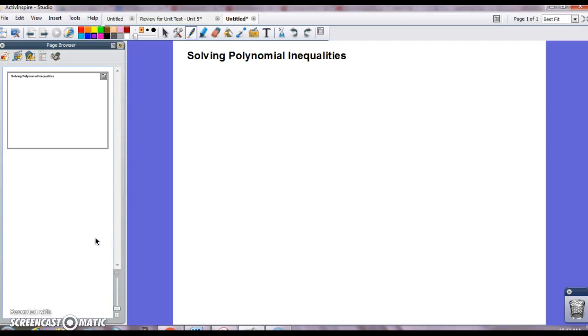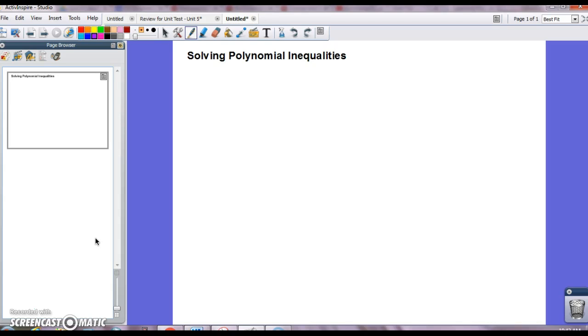Hi everyone, today we're going to talk about solving polynomial inequalities. It's pretty straightforward, but we'll go through the steps of how to do it. The great thing about this is that it doesn't matter what type of polynomial you have or rational inequality you have. The procedure is basically the same for all of them.